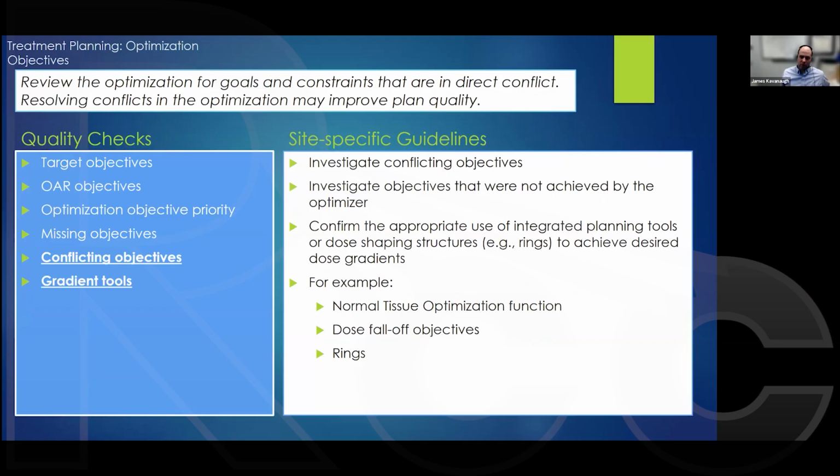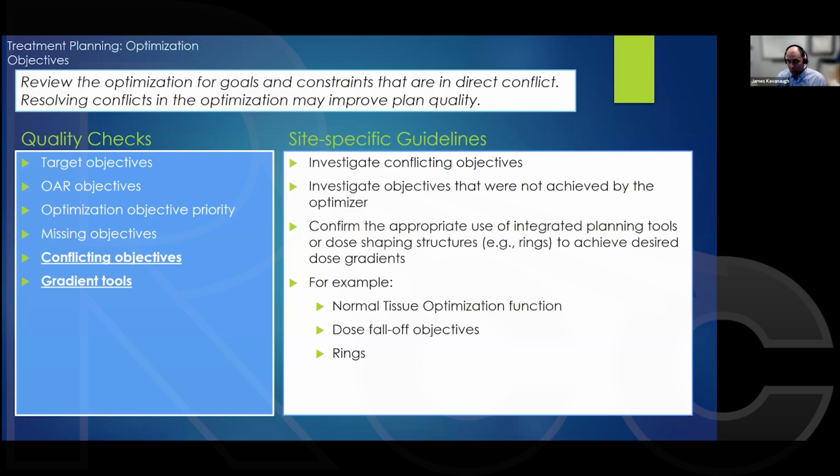I combine the next 2 bullet points, conflicting objectives and gradient tools. Investigate any conflicting objectives, because if you tell the algorithm to achieve 2 things that are mutually exclusive, it cannot achieve both. It can dominate the solution space, and then you may inadvertently not get dose reduction or target coverage that you could have otherwise achieved. So look into where those overlaps and conflicts exist. Investigate objectives that were not achieved by the optimizer, as they give you information such as, oh, we should have cropped the lower dose target from the higher dose target. Maybe we forgot something like that.